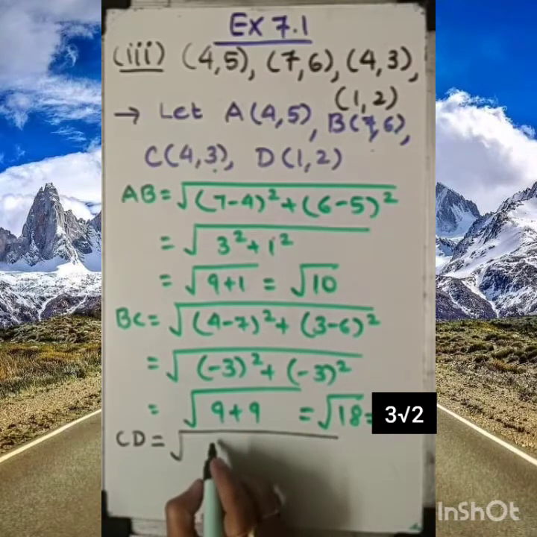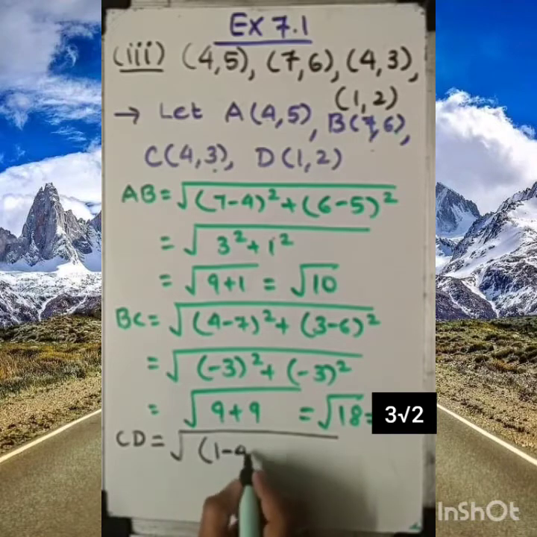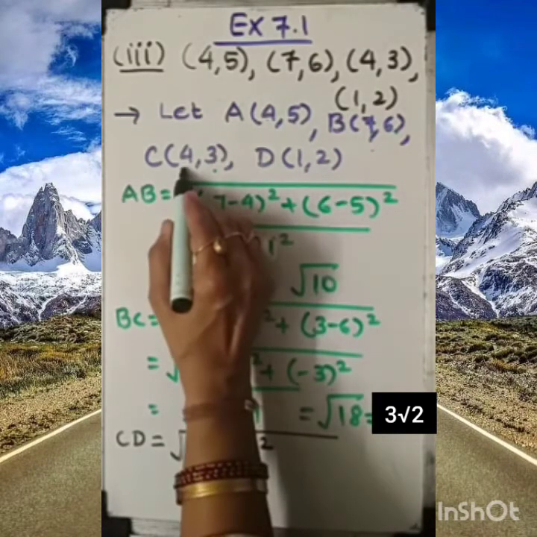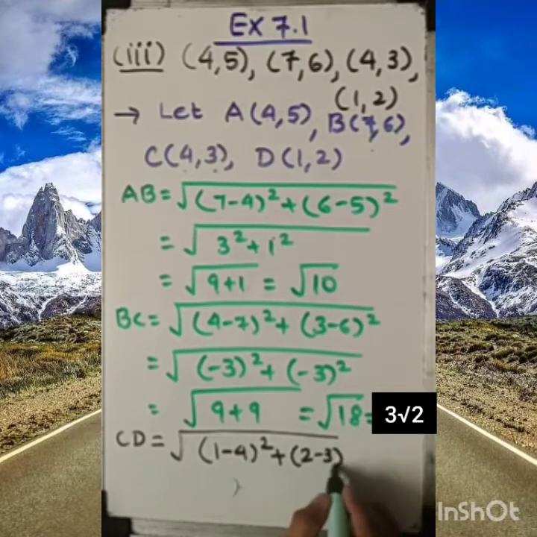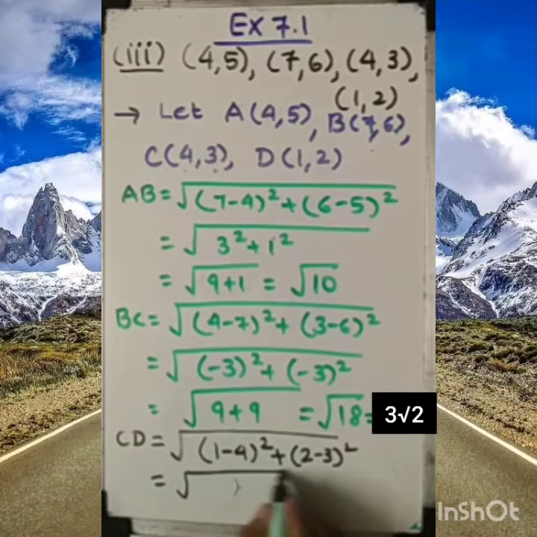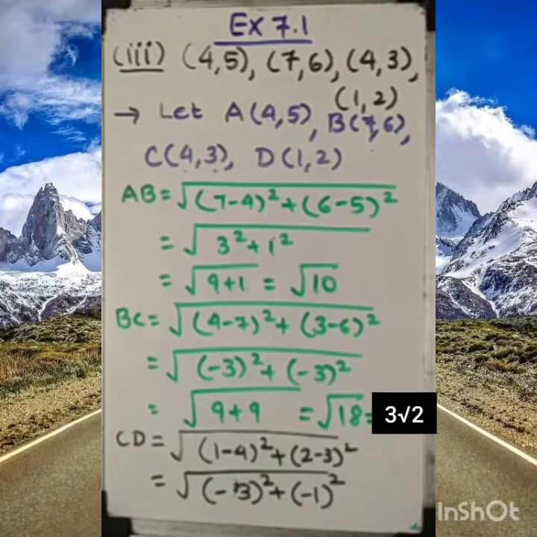So it will be according to this, 1 minus 4 whole square, plus 2 minus 3 whole square. So 1 minus 4 whole square is minus 3 whole square, plus 2 minus 3 is minus 1 whole square. So my dear student, let's simplify this. It will be under root of 9 plus 1, 9 plus 1, so again it is coming under root 10. The value of CD which we are gaining is under root 10.